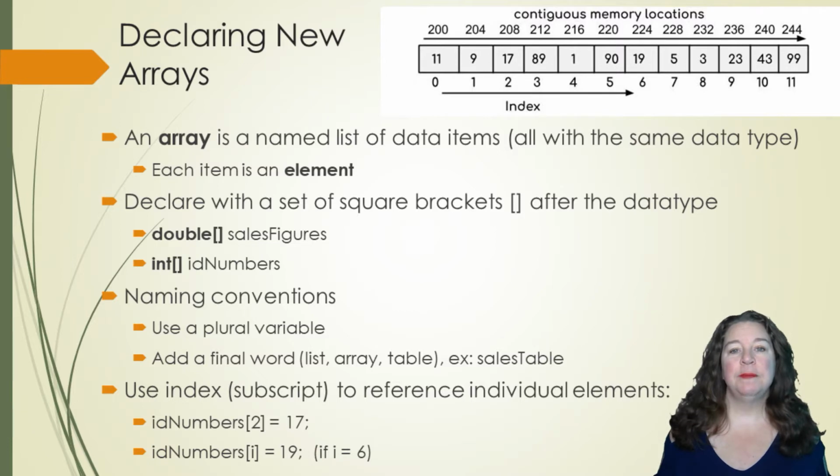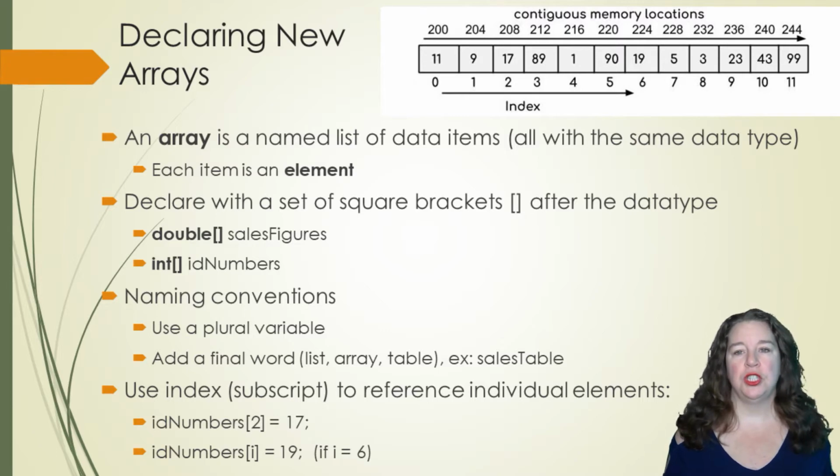An array is simply a named list of data items in Java that all have the same data type. Some languages allow you to have multiple data types, but in Java, they all have to have the same data type. So we refer to each item in that list as an element of the list. Arrays are always zero-based. They start from the number 0 or the index 0, and we move our way on. So position 0, position 1, position 2.